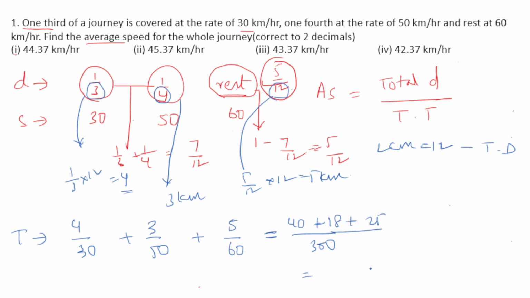Okay. Now this will be 83. It is 83 by 300. This is the total time taken. So what is the average speed here? Total distance is 12 kilometers divided by total time, which is 83 by 300. It is 12 into 300 divided by 83. If you simplify, you will get the answer. I think the answer is 43.37.